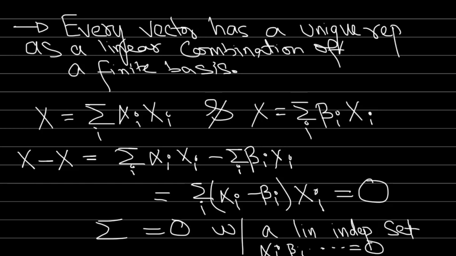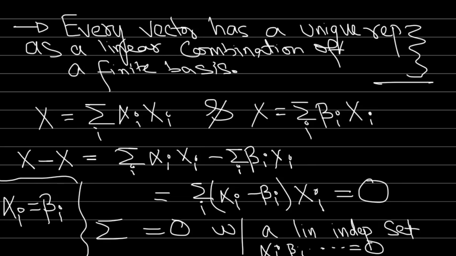Then this simply implies, let me write it down over here, that alpha_i is equal to beta_i. So we could have a set of alpha_i coefficients, but we cannot have a different beta_i. Again, this is just to say that every vector has a unique representation as a linear combination of a finite basis. So this theorem, hence here we have proved it.